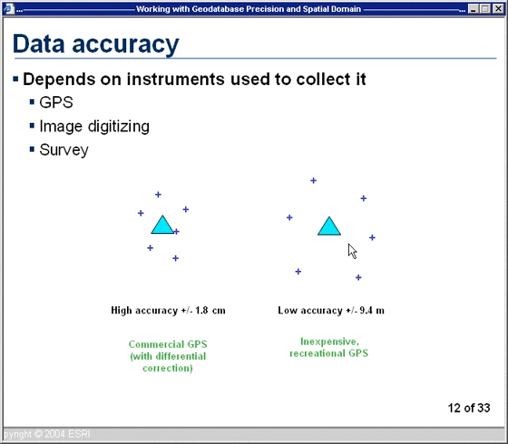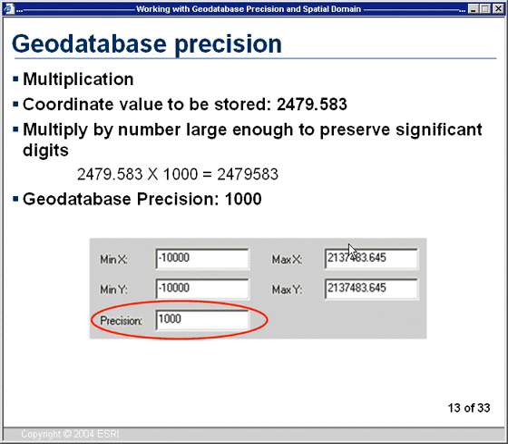The question that should be in your mind right now is, if the geodatabase uses integers to store coordinate values, and you know that for the most part, coordinate values are a decimal number, then how will the geodatabase accommodate a decimal number using a whole number data type? Okay. The answer is multiplication. If you multiply a coordinate value by a number large enough, you can preserve the significant digits after the decimal and store it as an integer.